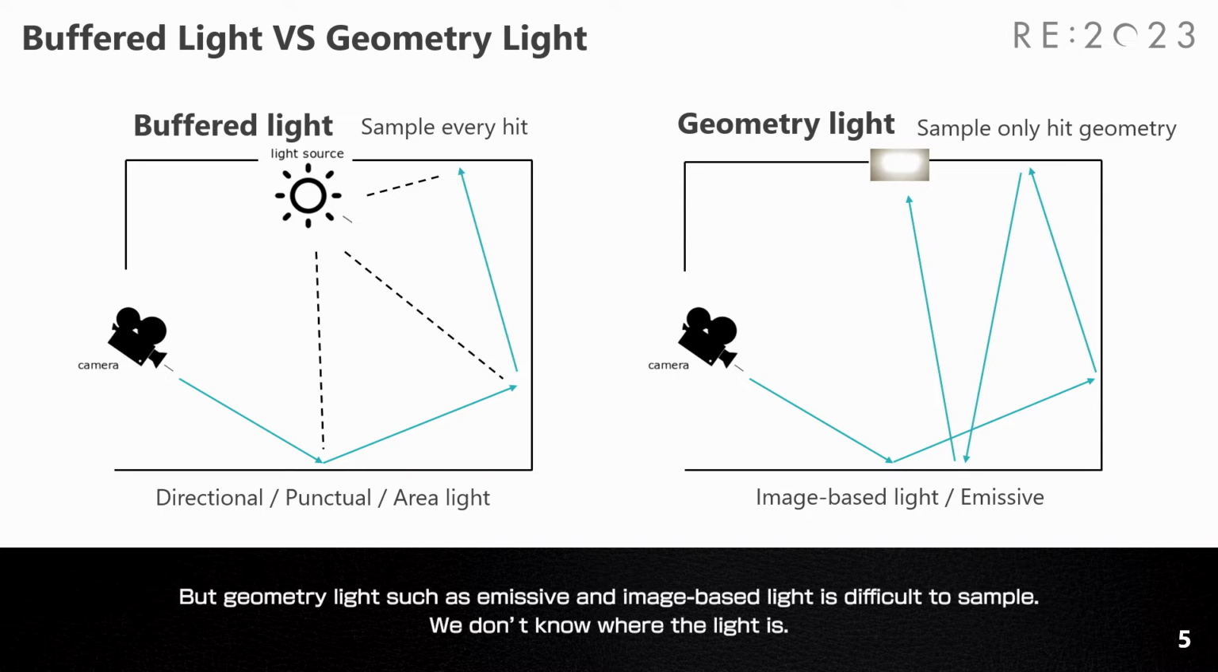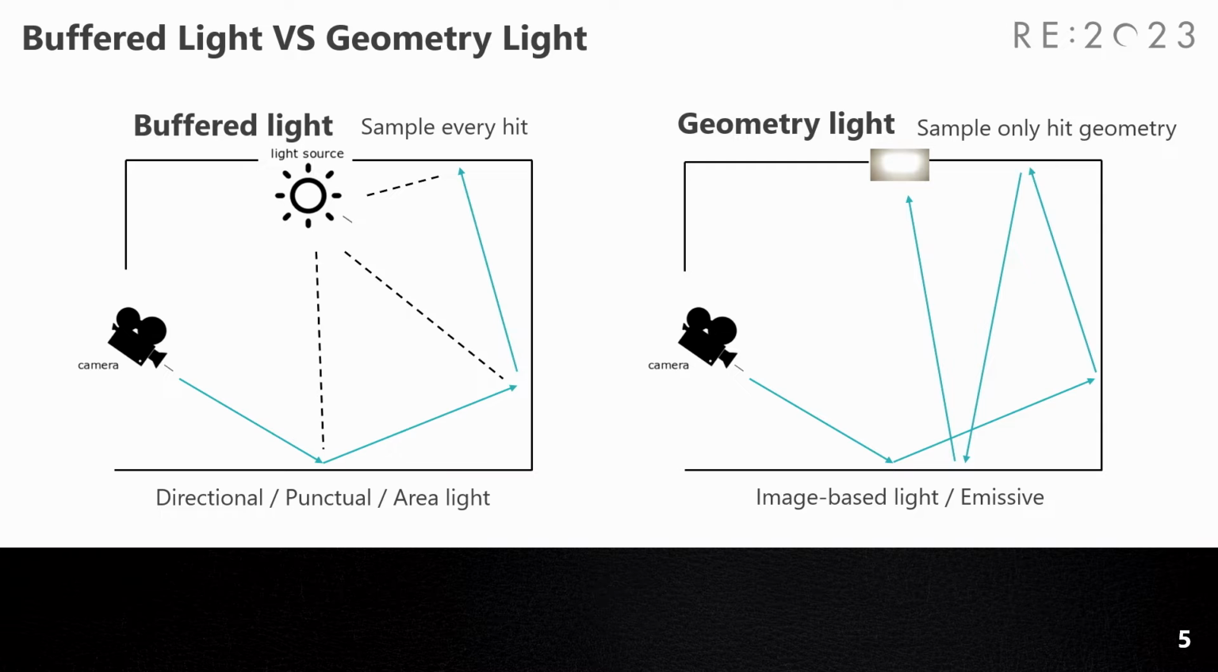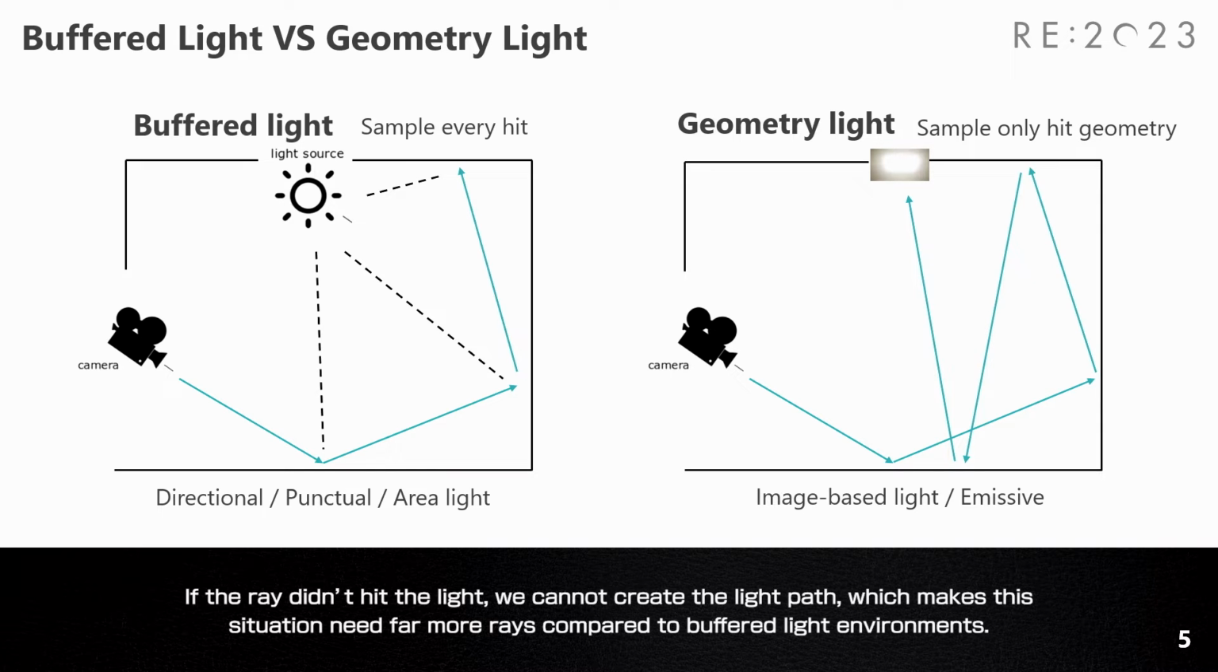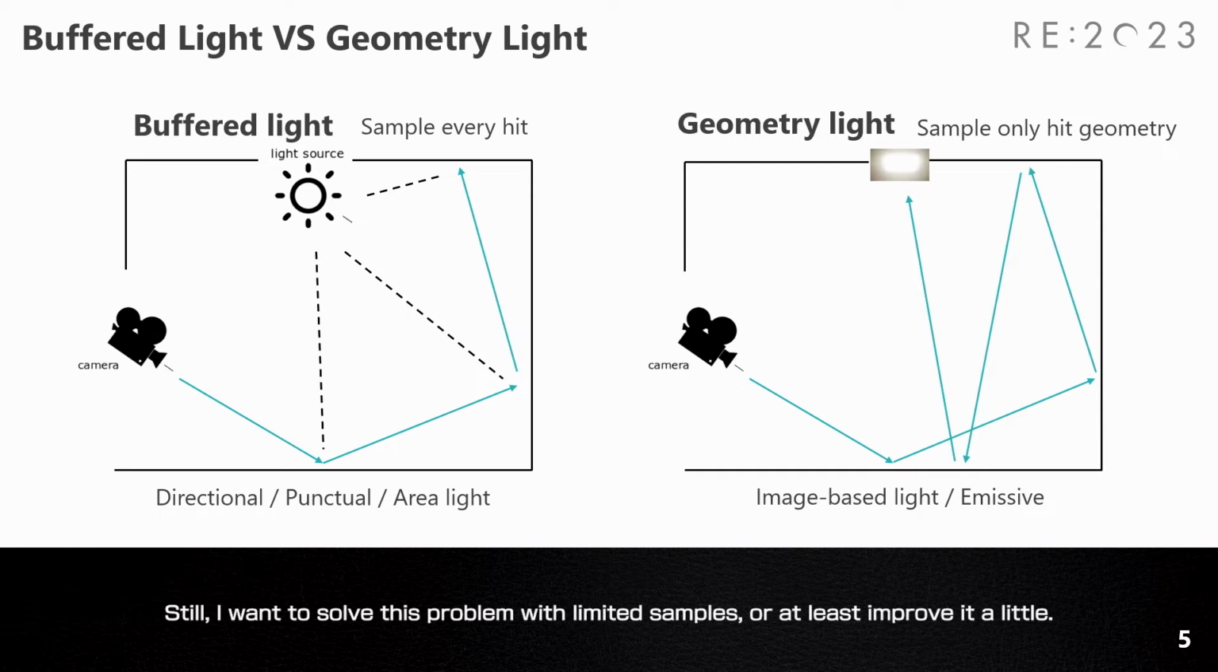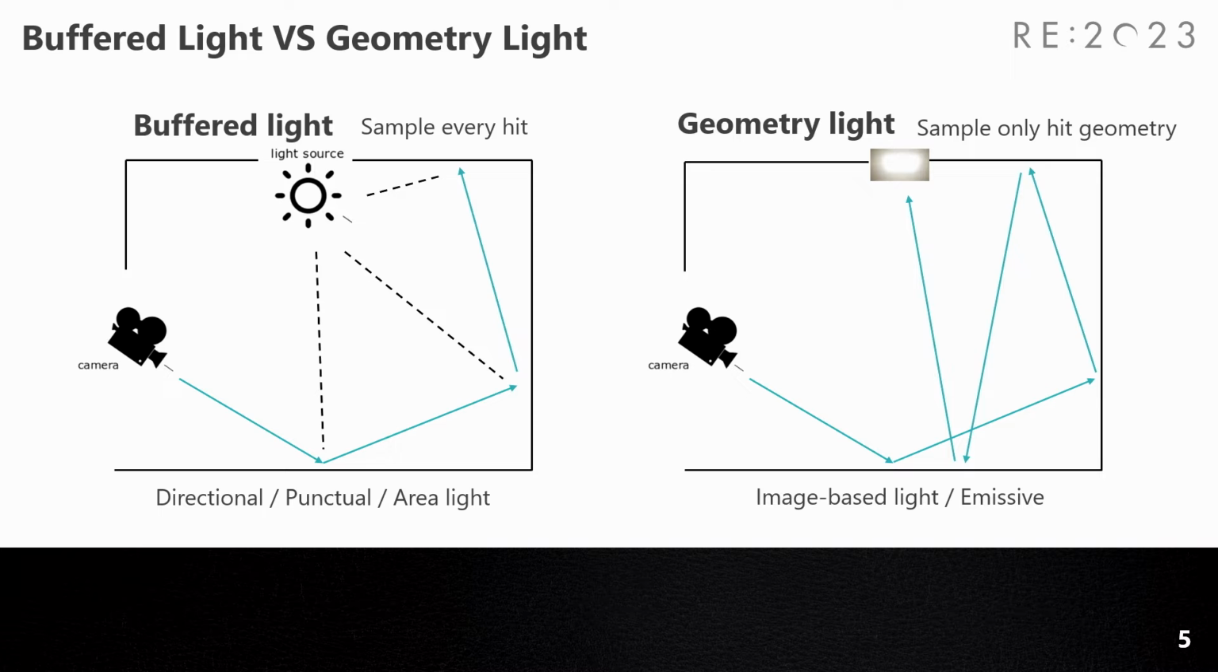But geometry light, such as emissive and image-based light, is difficult to sample. We don't know where the light is. If the ray didn't hit the light, we cannot create the light path, which makes this situation need far more rays compared to buffered light environments. Still, I want to solve this problem with limited samples, or at least improve it a little.